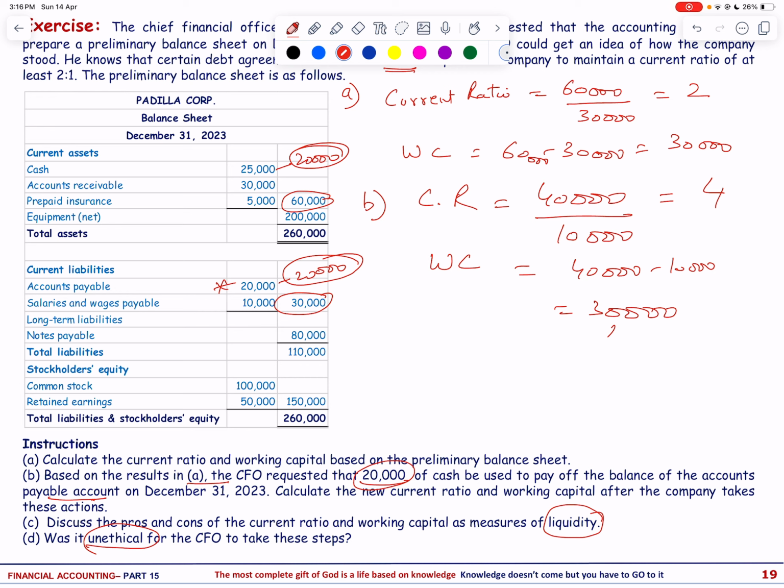Now, using 20,000 of cash to settle accounts payable isn't inherently unethical, but if it is done solely to boost the year-end current ratio and mislead the creditors, that could be seen as unethical. You can see that the current ratio increases to 4 from 2. So asking for a preliminary balance sheet before making the payment might suggest manipulating the company's financial status, which is generally seen as unethical.